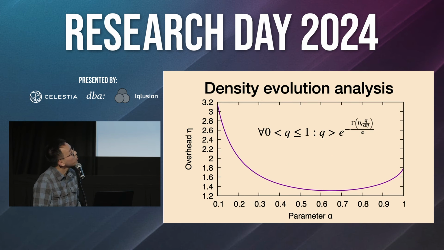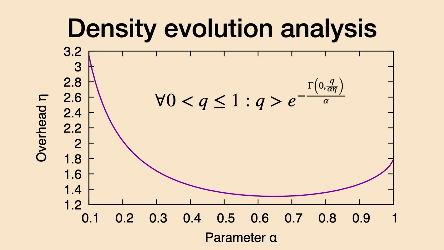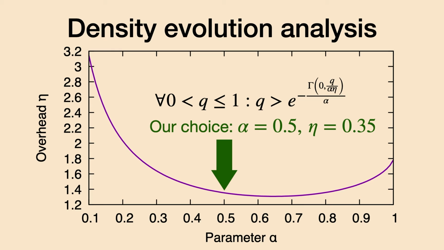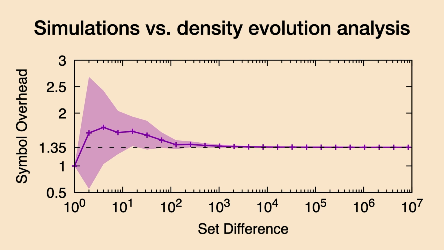So this formula is a bit abstract, so I plotted it. On the x-axis is the parameter alpha that you can choose, and on the y-axis is the overhead of the scheme. In other words, to reconcile 1 bit of information, how many bits do you have to send on average when you choose different alphas for this scheme? And in our design, we choose alpha equal to 0.5. It's not optimal in terms of minimizing communication costs, but it's close. And it gives us some interesting benefit when you actually write code, when you actually program this scheme.